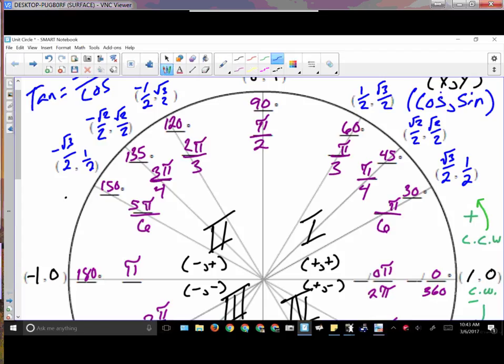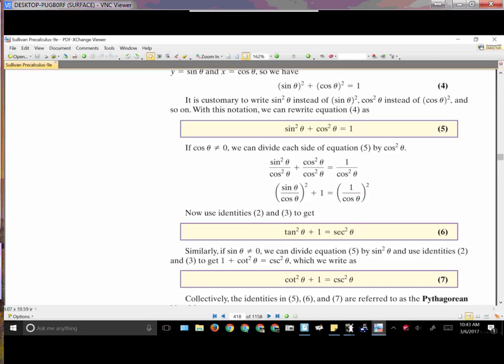Pythagorean theorem, folks. A squared plus b squared is equal to c squared. If we know that the unit circle is going to be c of 1, that's how we figured out all of this other stuff. So sine squared plus cosine squared is going to be equal to 1. Doesn't matter what you've got. Sine squared theta plus cosine squared theta gets us 1.